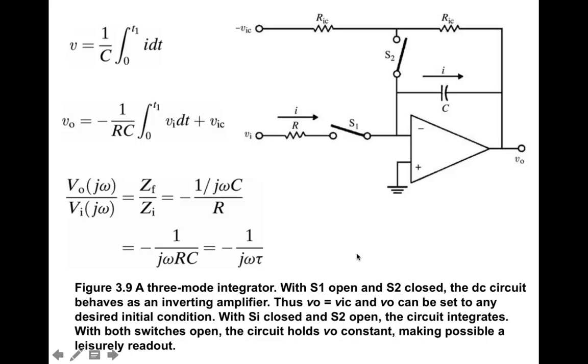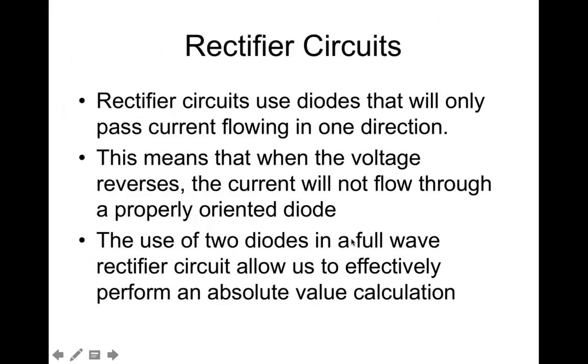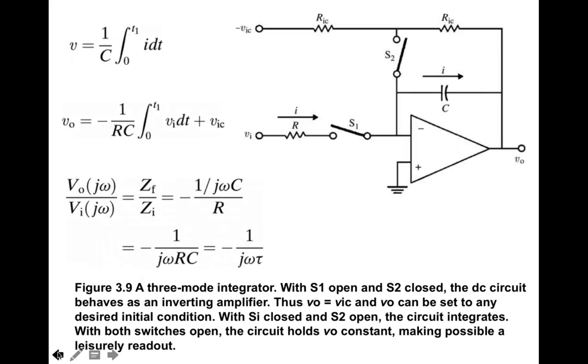In that case, the circuit is simply DC, and it acts as an inverting amplifier. With switch 1 closed and switch 2 open, the circuit functions as an integrator, and when both switches are open, the circuit just holds a constant output voltage. So the integrator circuit is often used to tone down high-frequency noise.